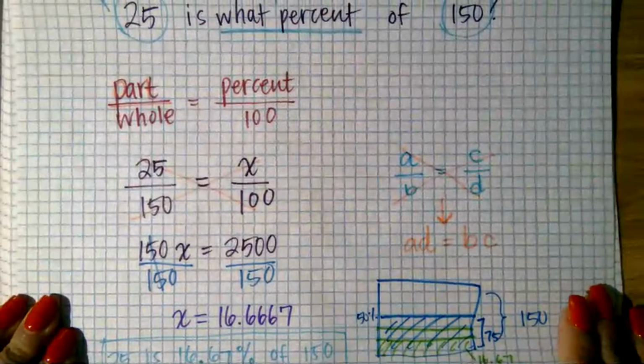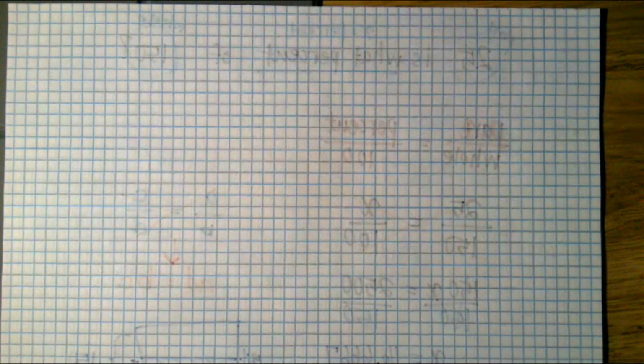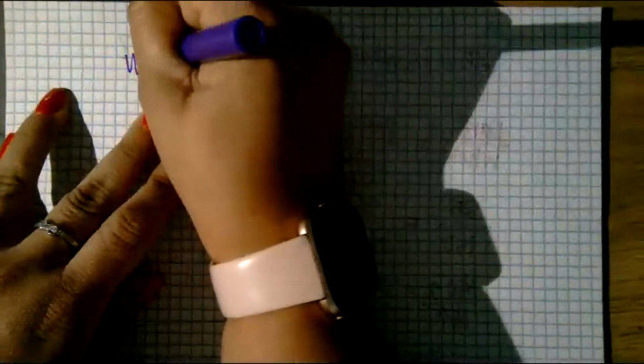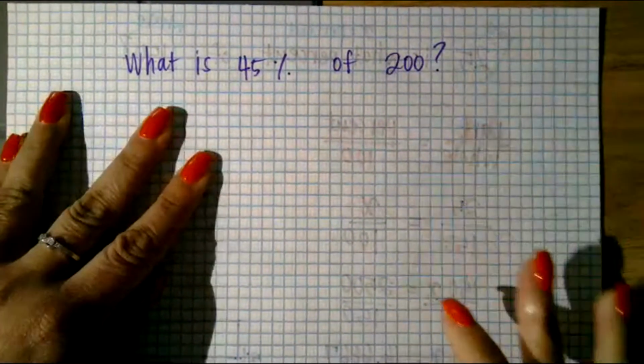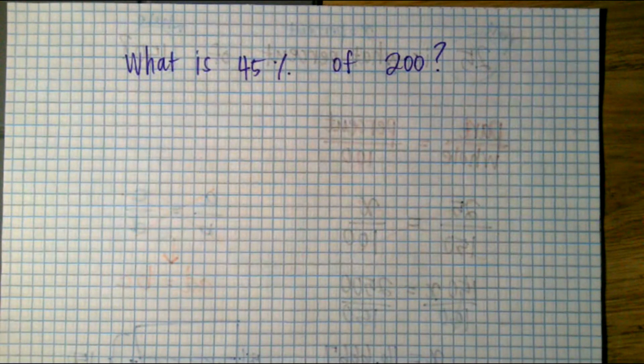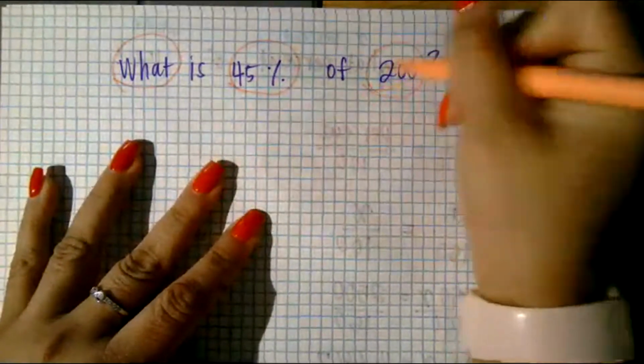Now, moving on, again, like always, you can pause, replay my videos. Move on to the next one. My next one, okay. The next question said, what is 45% of 200? Okay, so again, I'm going to annotate. So I know that what is something, 45% and 200.